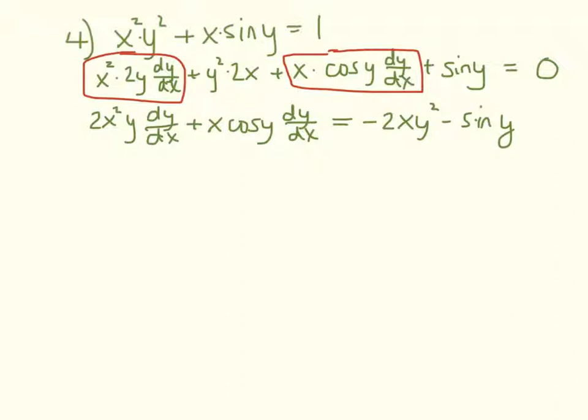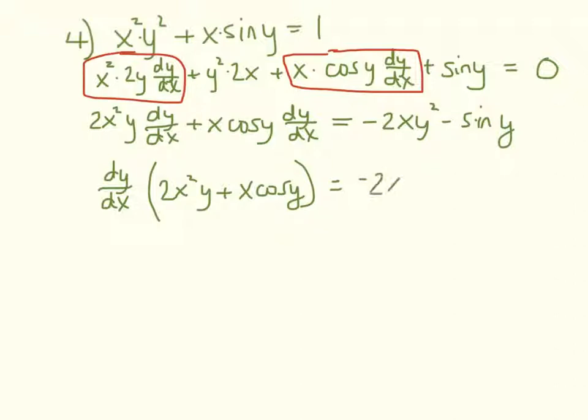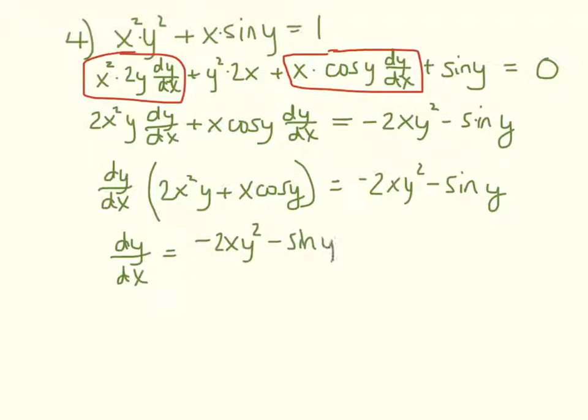All right, so next step would be, of course, to factor out your dy/dx here. So dy/dx, and then what's left is the 2x squared y plus x cos y equals negative 2xy squared minus sine y. Last step, of course, would be to divide that away. So (negative 2xy squared minus sine of y) over (2x squared y plus x cosine y).